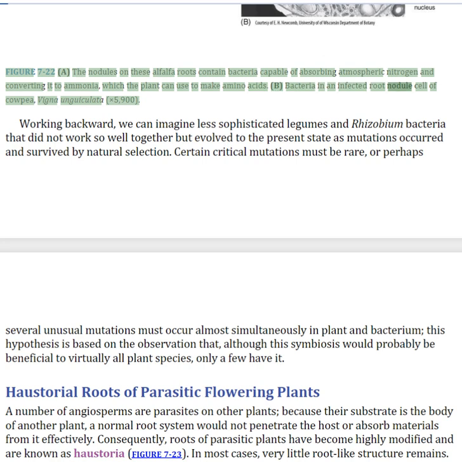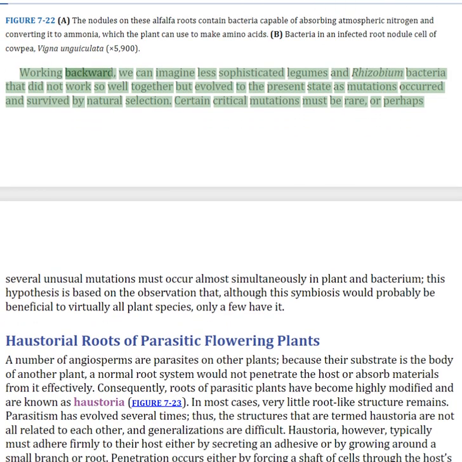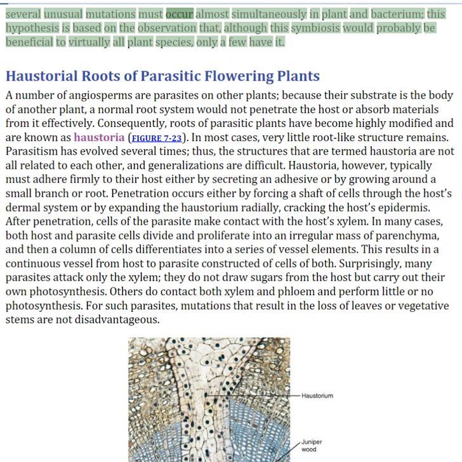Bacteria in an infected root nodule cell of cowpea, Vigna unguiculata. Working backward, we can imagine less sophisticated legumes and rhizobium bacteria that did not work so well together but evolved to the present state as mutations occurred and survived by natural selection. Certain critical mutations must be rare, or perhaps several unusual mutations must occur almost simultaneously in plant and bacterium. This hypothesis is based on the observation that, although this symbiosis would probably be beneficial to virtually all plant species, only a few have it.